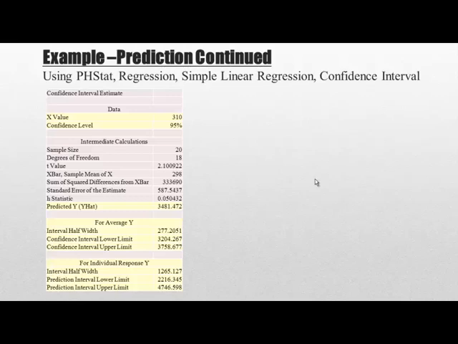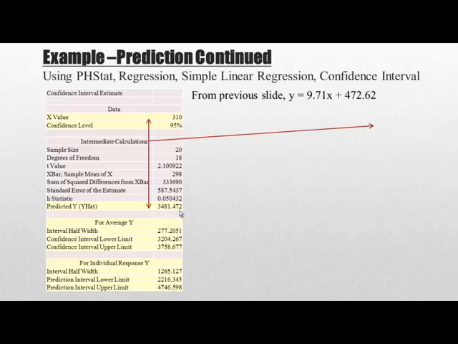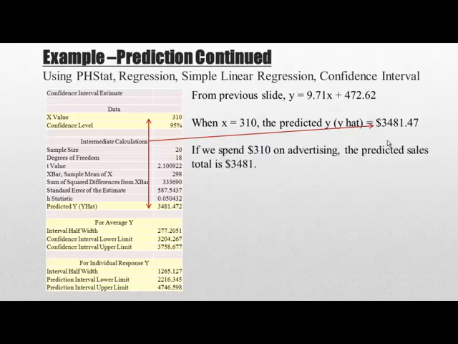So looking at this piece of it here, those of you who can run it: pHStat, regression, simple linear regression, and confidence interval. We said in the last slide that that was our equation. And if we spent $310, we would have $3,480-some dollars. Our prediction level is there. A little bit different than the last slide, but not enough to make much of a difference. And this is where this is different here. So these are written with macros, for the average Y and for the individual response Y. So remember on confidence intervals that if we're looking at an individual value to do a confidence interval on, the confidence interval is much larger than if you do it on your average Y.